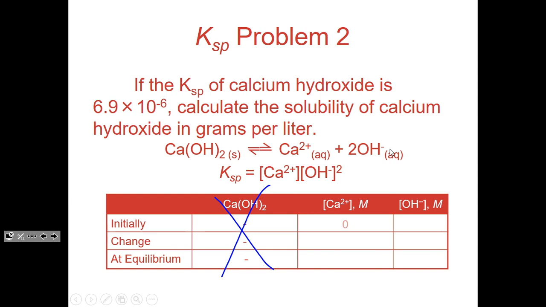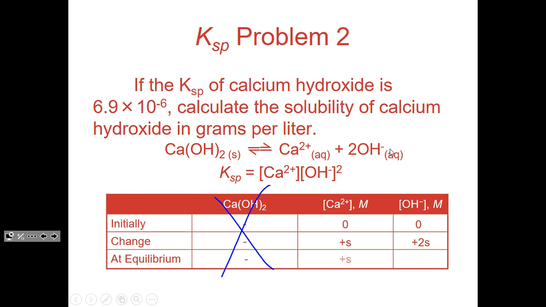Now, before any calcium hydroxide dissolves, zero hydroxide. But as it starts to dissolve, the concentrations of the calcium and the OH are going to go up. Now, based on the stoichiometry, if the calcium increases by a certain amount, the hydroxide is going to increase by double that. Now, normally when we set up an ICE box, we're going to put X's here. In this case, I'm going to use an S, and you'll see why in a second.